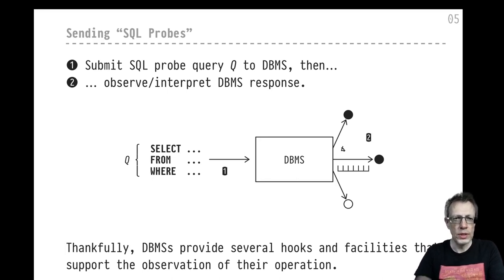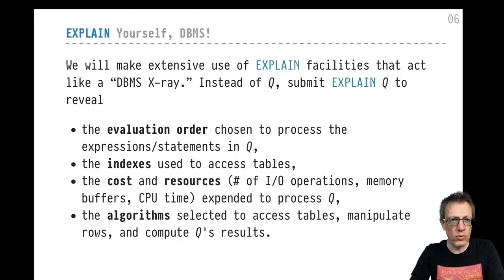such probing. Sending a query into the black box doesn't mean that we can only observe the final result of such a query. We can also inspect the database system and observe it while it's performing its job. And the facilities and the hooks that have been built into such a system are called the explain facilities of database systems. It's just like an X-ray for a database system. The explain facilities are built into, I think, almost all of the database systems out there, and we will use them and abuse them to explain the internal workings that are going on when we try to evaluate the query Q. Sometimes it's really simple to do. Instead of Q, we will be submitting EXPLAIN Q to the database system and have it produce output besides the result of Q.